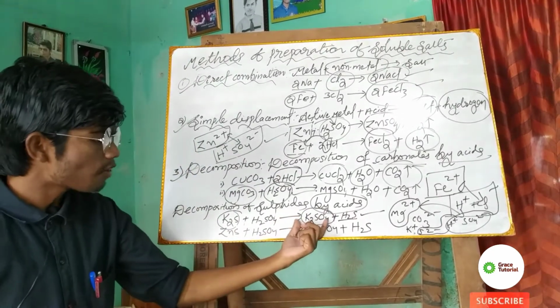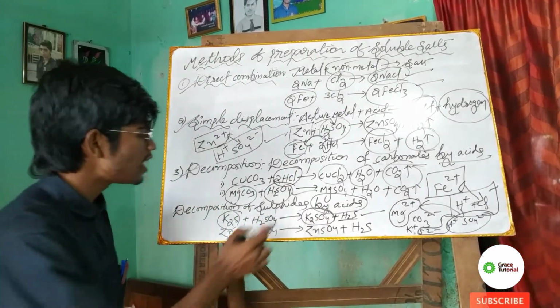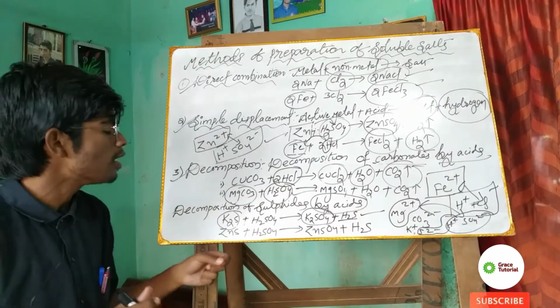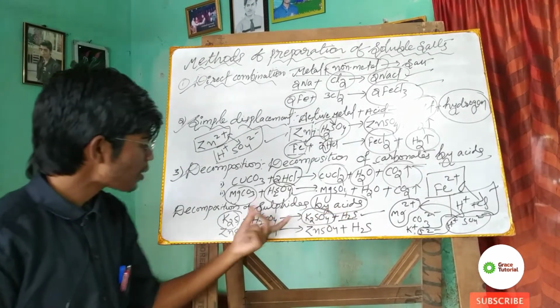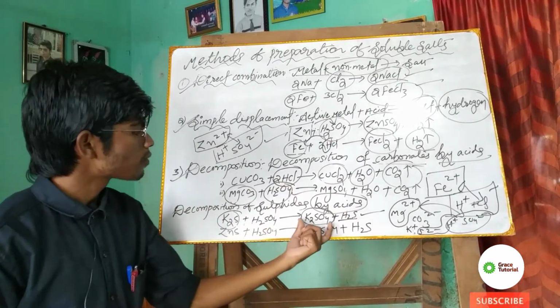H2S will result here, and the potassium sulfate salt is obtained. So this potassium sulfate salt has been obtained by the decomposition of what? The decomposition of the sulfides. That means the sulfides have been decomposed here, also by the acid. The acid could easily decompose the sulfide here, and finally it forms the salt.